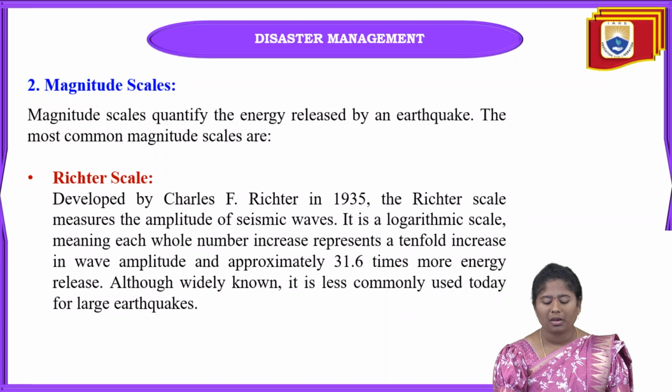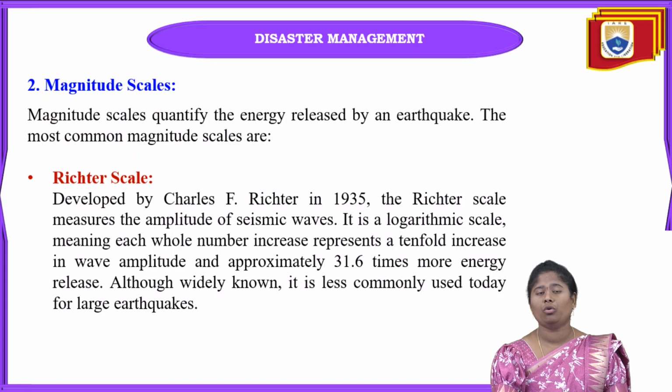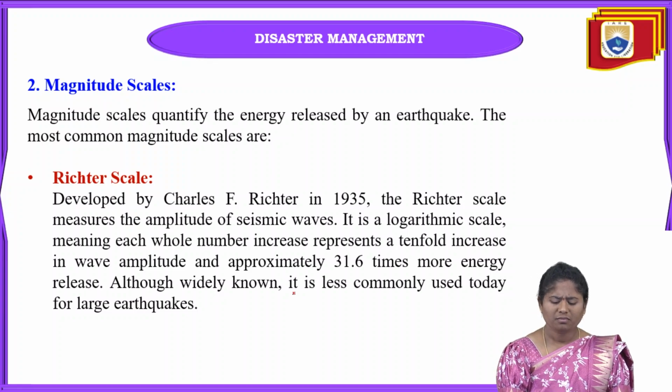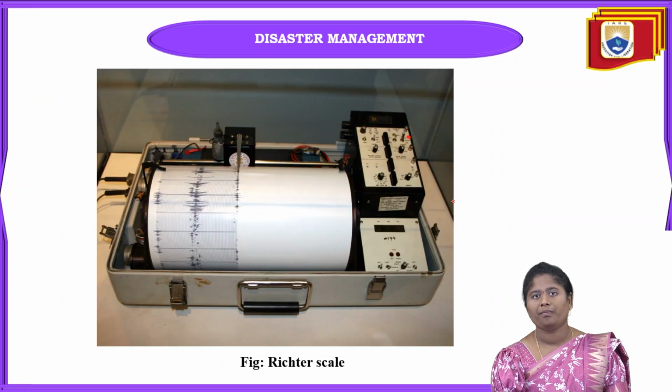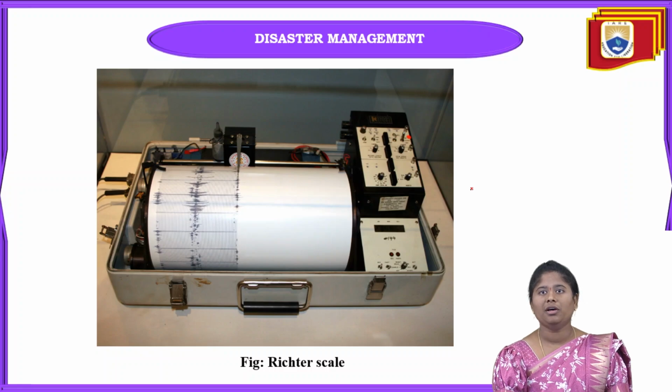Why? Because it is widely known, but it is less commonly used for large earthquakes. When a very massive earthquake occurs, it cannot be used. For normal earthquakes with a magnitude less than 5, we can use this Richter scale, which records approximately 31.6 times more energy release per unit. Here you can see the Richter scale.